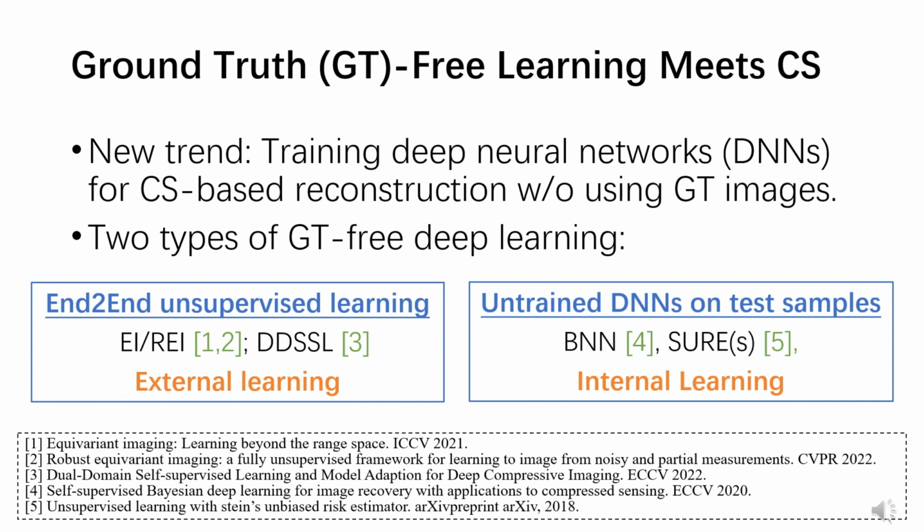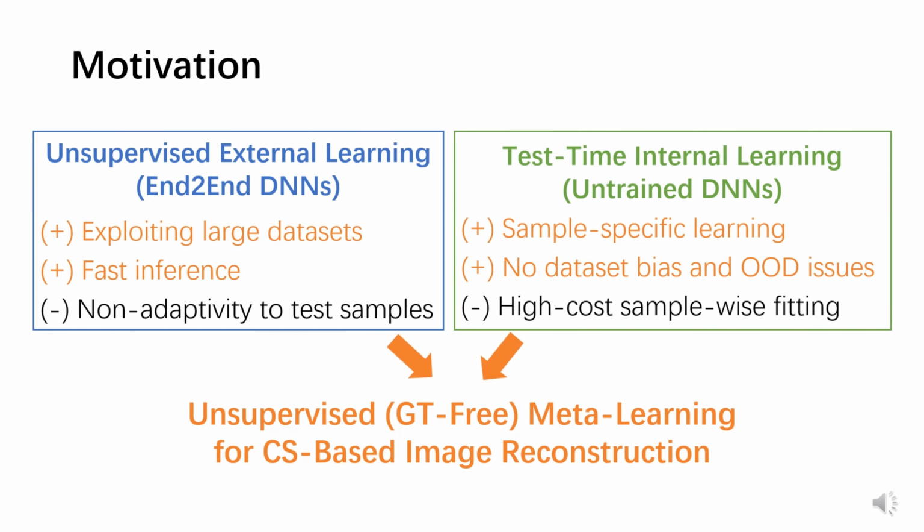Currently, there are mainly two types of approaches in this field. One is the end-to-end unsupervised learning, which performs external learning on GT-less datasets, and the other is using an untrained network to fit a test sample directly for internal learning, which does not access any training sample and thus is GT-free. These two types of GT-free learning have their pros and cons. This inspired us to develop an unsupervised meta-learning approach to marry their advantages, that is, exploiting large datasets for external knowledge learning and meanwhile exploiting characteristics of test samples for reducing dataset biases and negative effects of out-of-distribution.